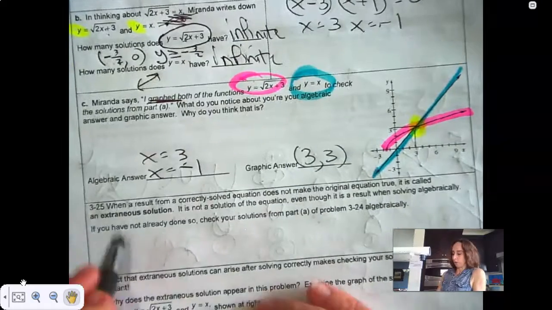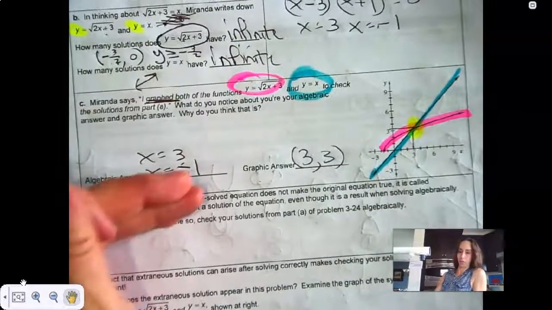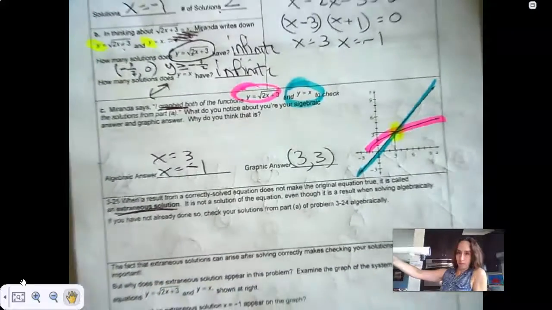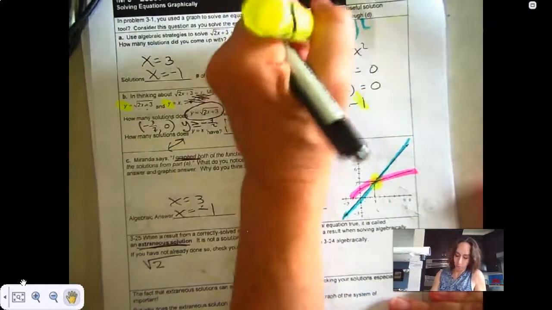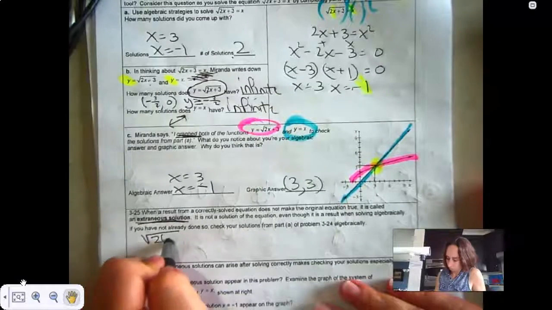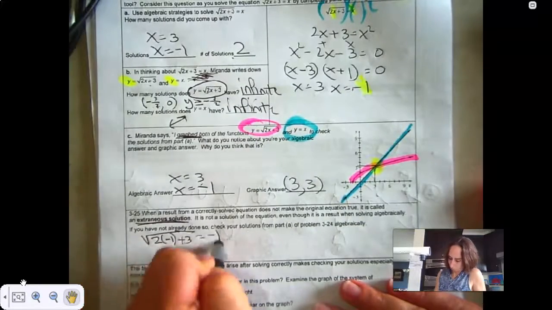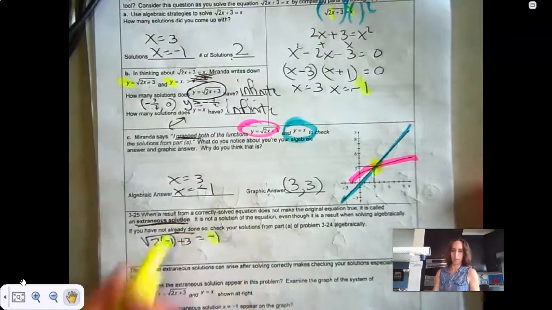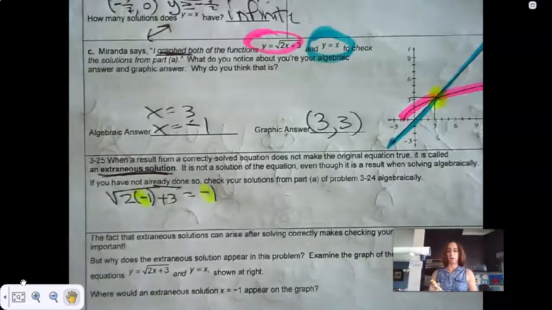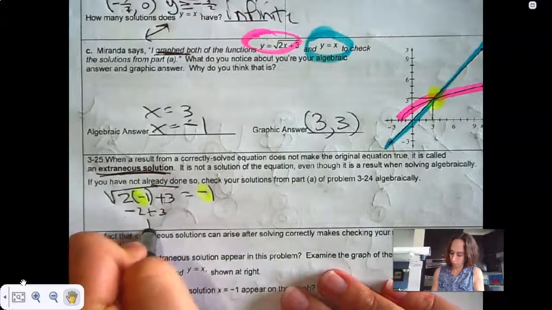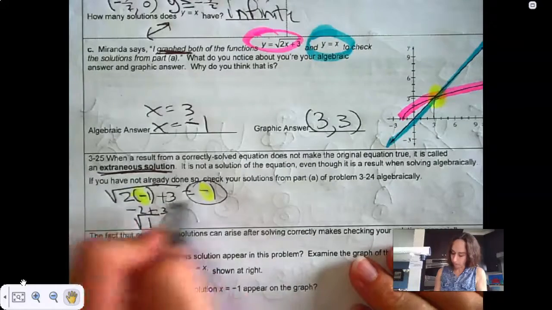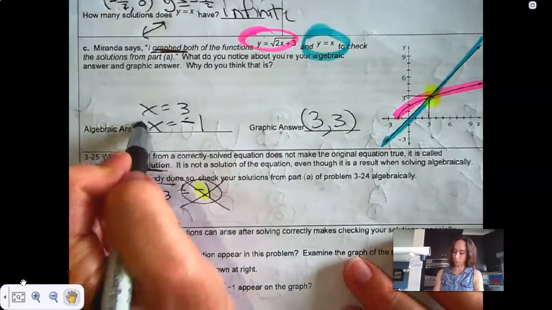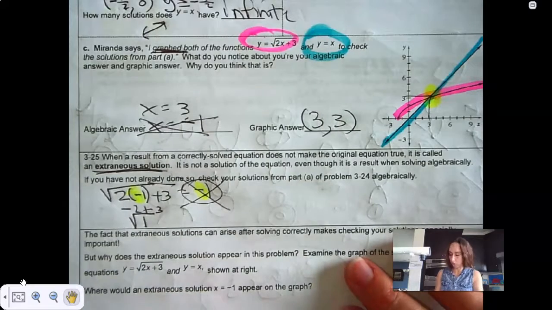So that's when we introduce something called extraneous solutions. Just because you get an answer doesn't mean it works. So what do I mean by that? If I would have taken the negative 1, and we've talked about this before, and plug in negative 1 for x: 2 times negative 1 is negative 2, plus 3 is 1. The square root of 1 is what? 1. But what does that say? Negative 1. So that means it is not a solution. Just because I got an answer doesn't mean it works.